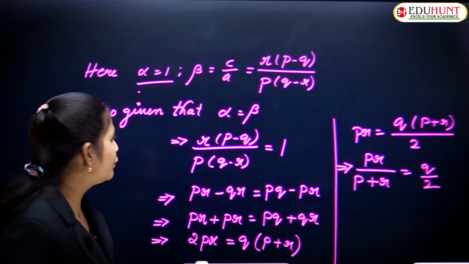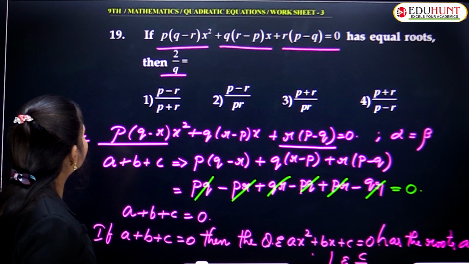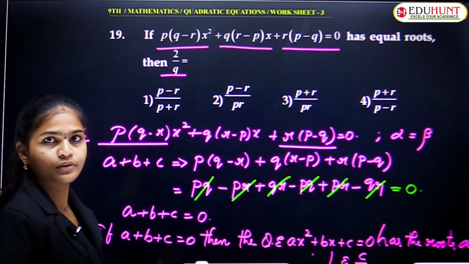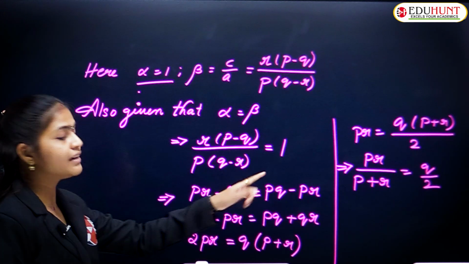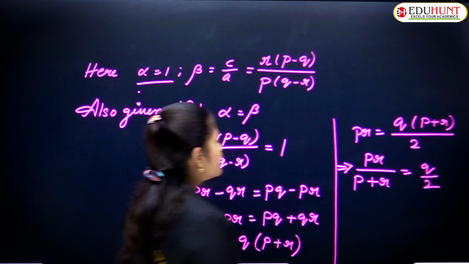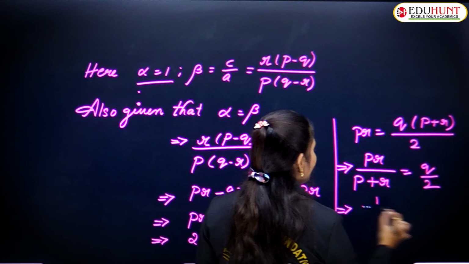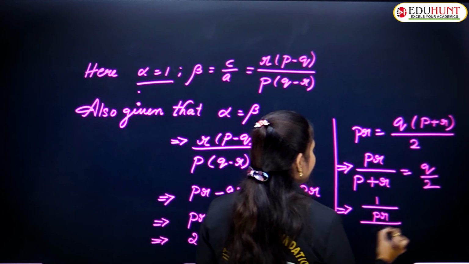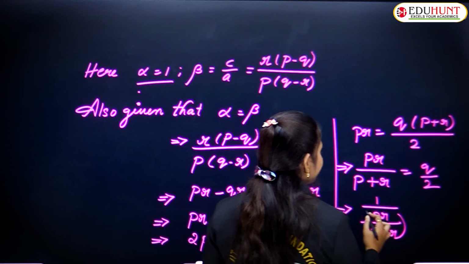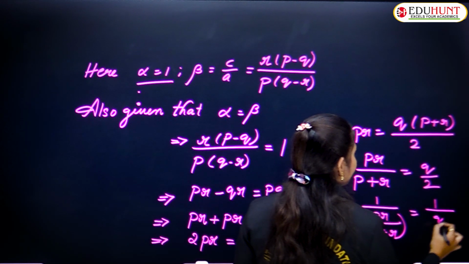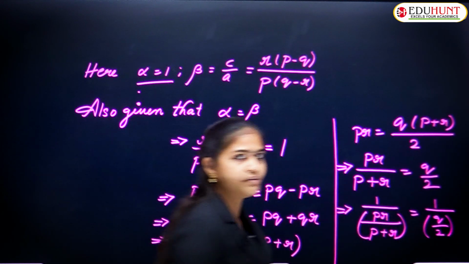R is equal to Q by 2. But what did they ask in that question? They are asking the 2 by Q value, but we are getting a Q by 2 value here. So from this one, 1 by (PR by P plus R) is equal to 1 by Q by 2. Then only we will get it.